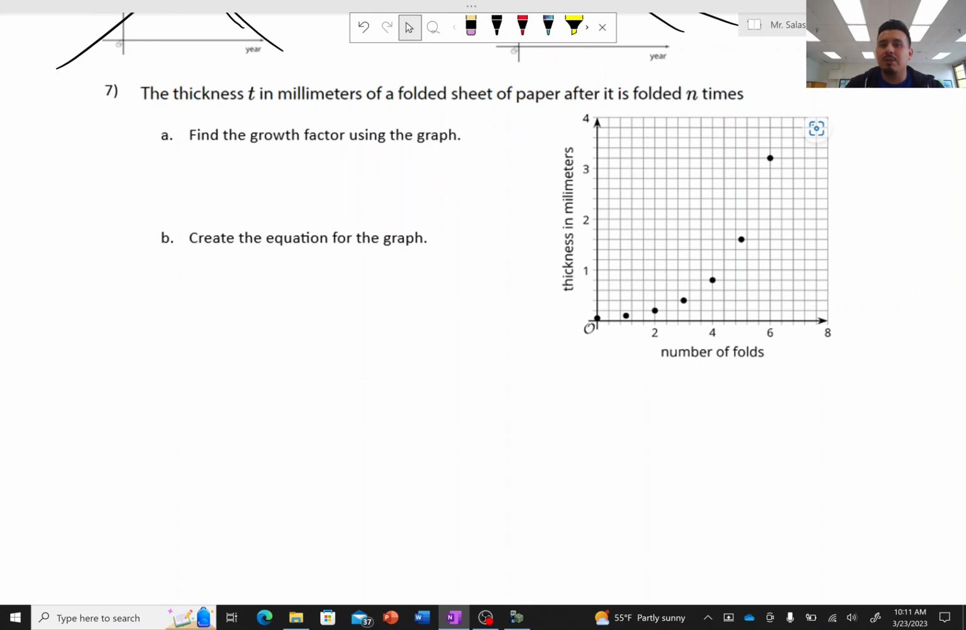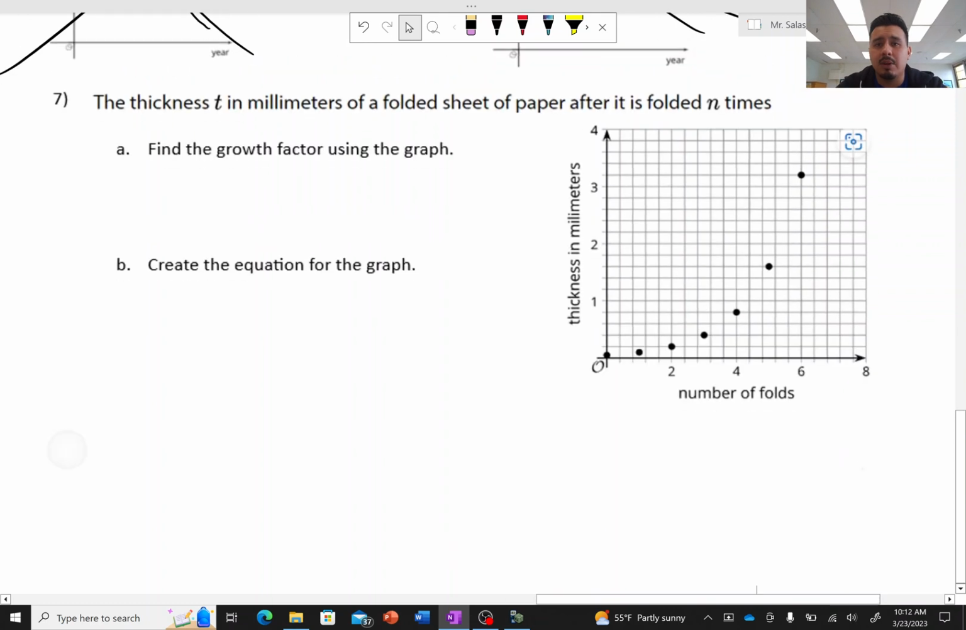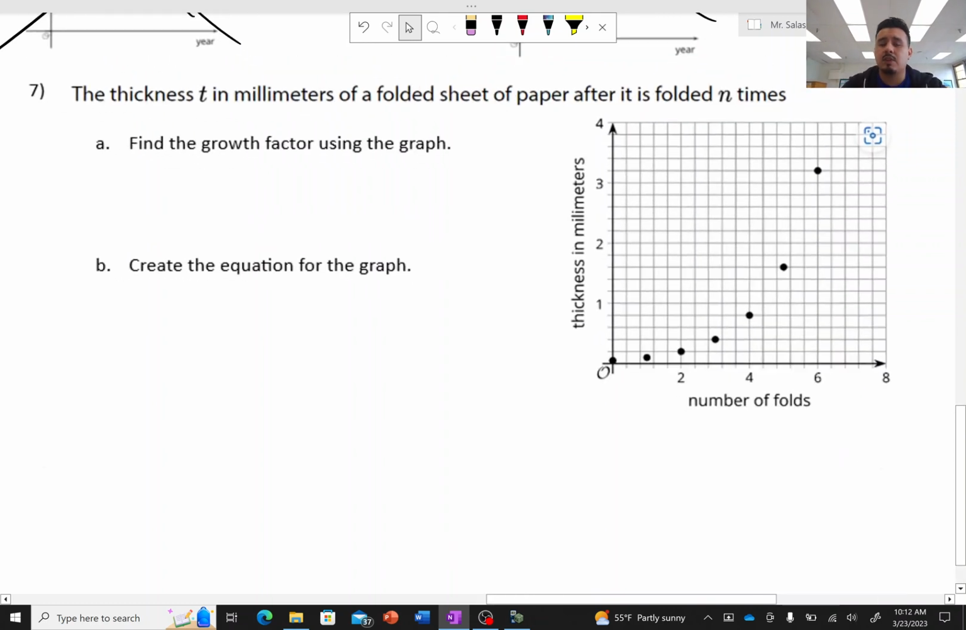Whenever we found the growth factor, we've never seen an increasing graph. It's always been decreasing, and we always start on this side. So we need to figure out, first of all, let me zoom in a little bit more so I can make the graph look a little bit bigger. There we go.